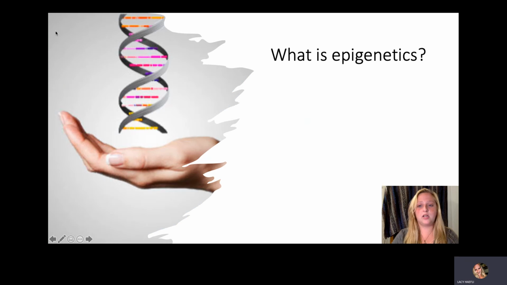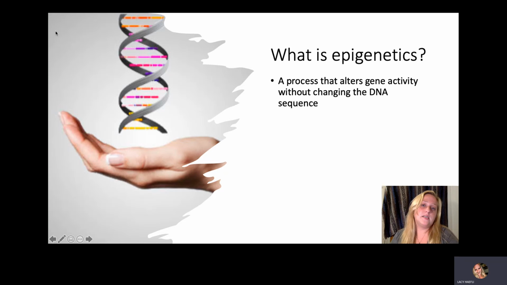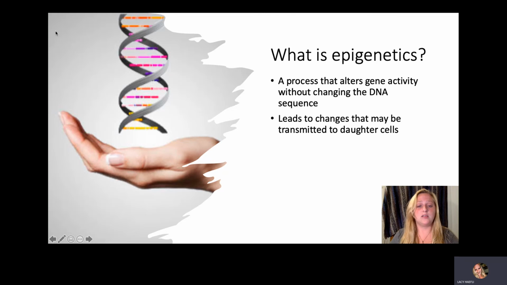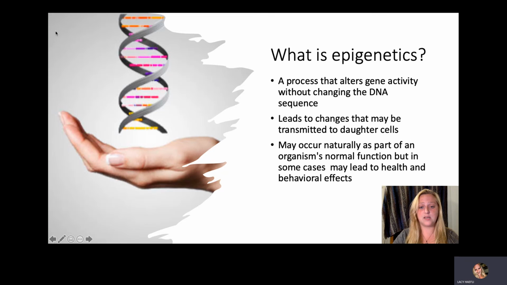So what is epigenetics? Well, this is a process that alters gene activity without changing the DNA sequence. So this means that it's turning genes on or off and determining which proteins are going to be transcribed. These changes may be transmitted to daughter cells. So through the process of mitosis and meiosis, the daughter cells that are produced are going to have these changes in their DNA. These may actually occur naturally.